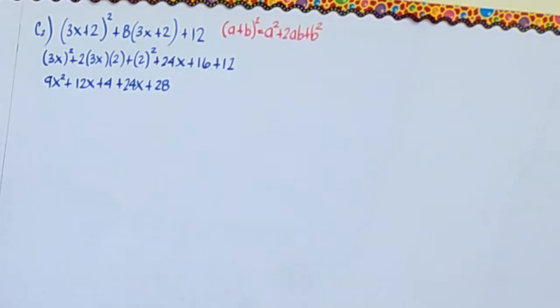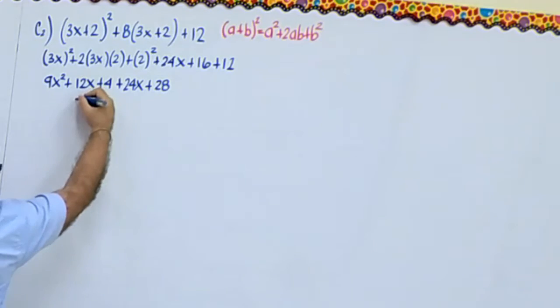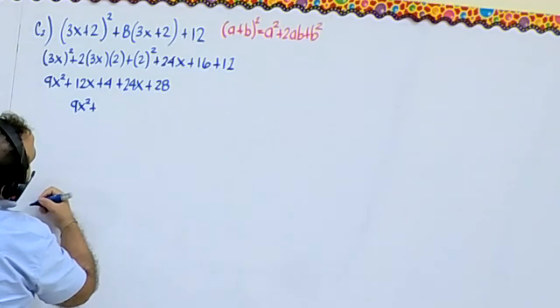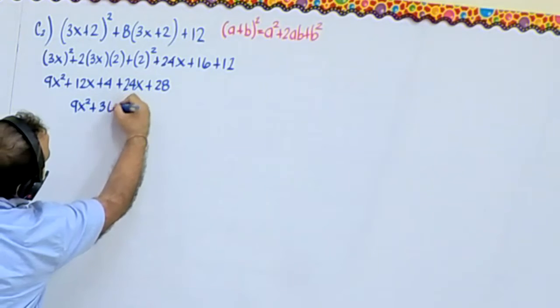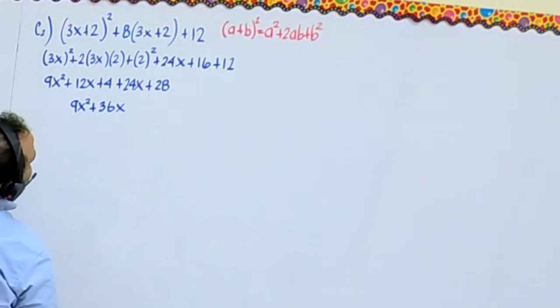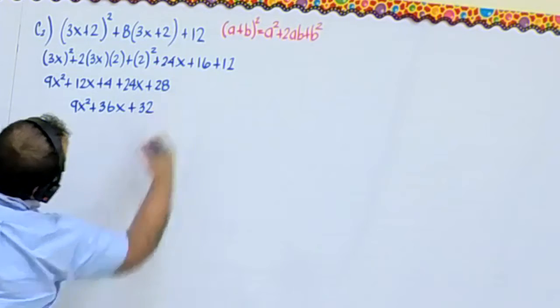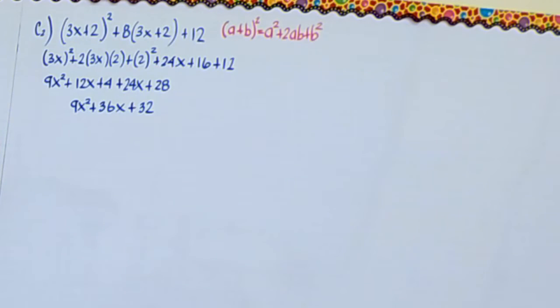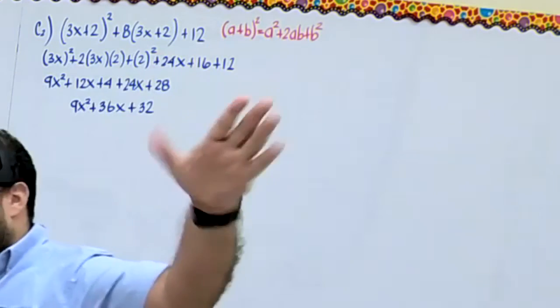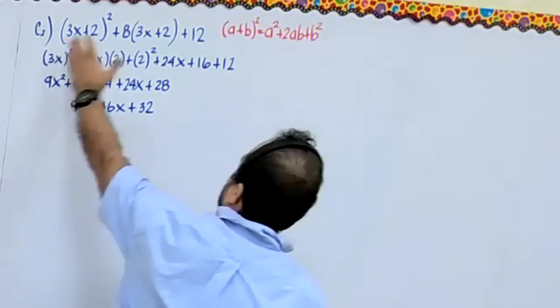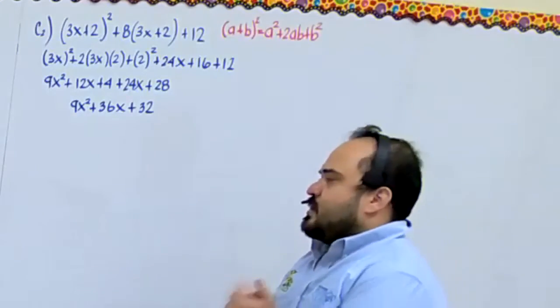28. And let's continue to simplify this expression. We got 9x squared plus 12 plus 24 will be 36, right? 36x plus 32. Okay. And we are simplifying, not factorizing, this polynomial.